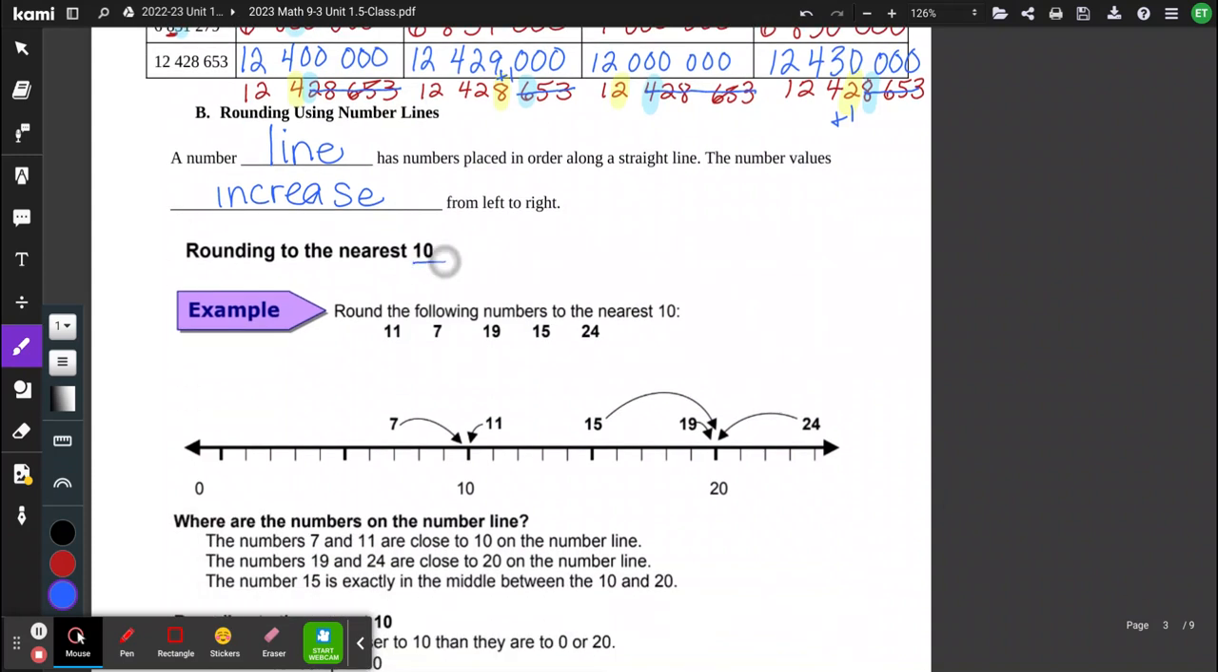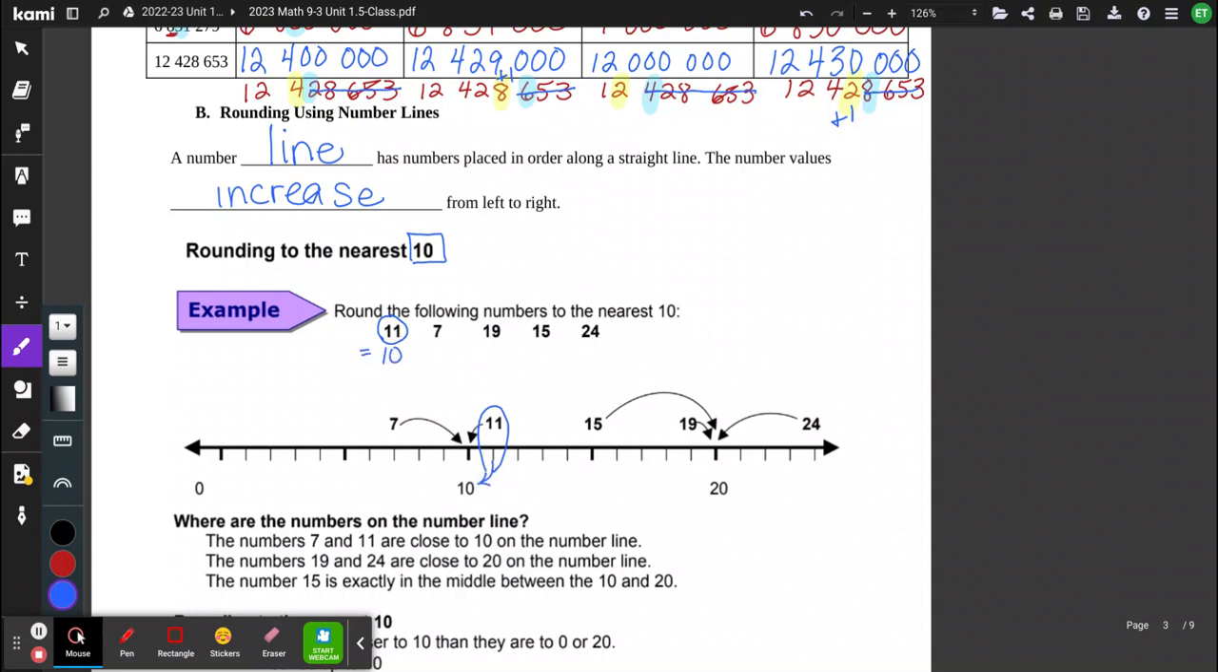So if I want to round to the nearest 10, and I've got these numbers right here. So 11, where would 11 be found? Well, it's saying 11 is right here. If I'm rounding to a 10, that means I'm counting by 10s. So it would be 10, 20, 30, 40. So is the 11 closer to the 10 or the 20? Visually, we can see he's closer to the 10. So the 11 would round to 10. Okay, so this guy becomes a 10.